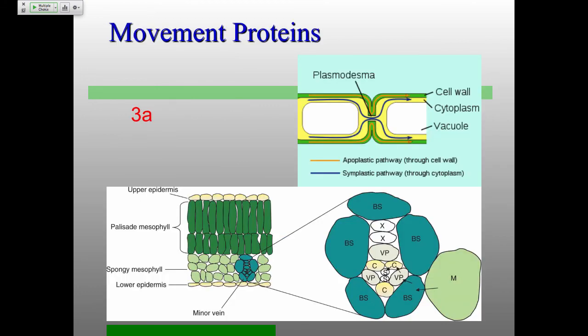So what we haven't talked about are the movement proteins. It's a 3A protein in Cucumber Mosaic virus.